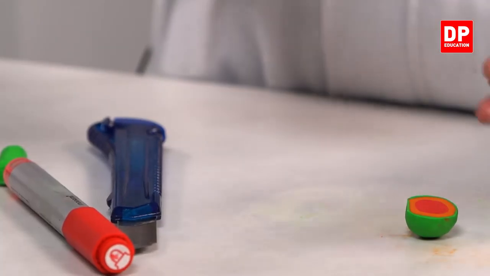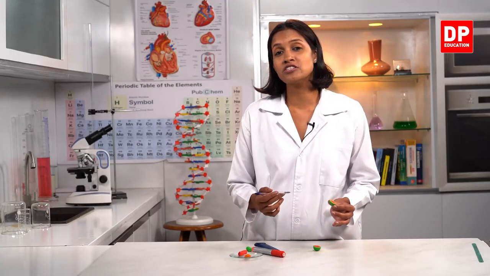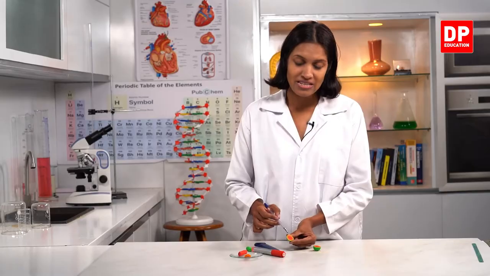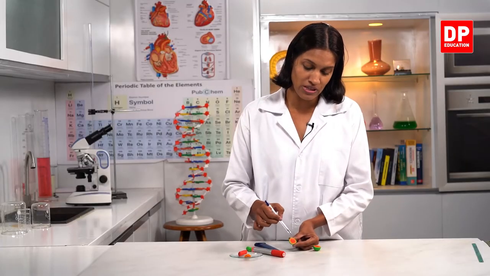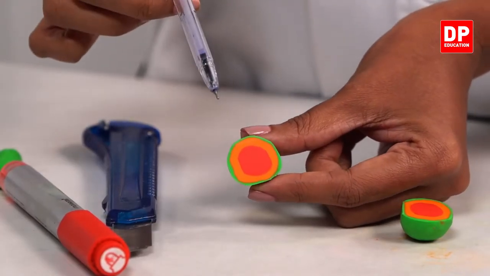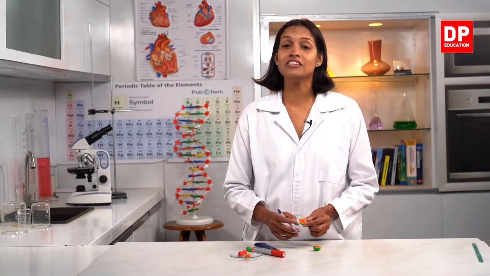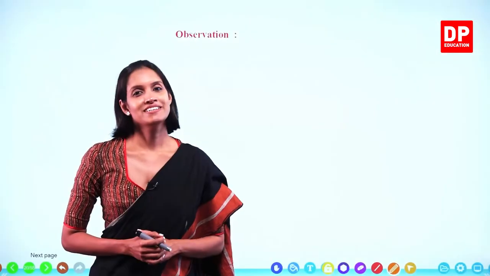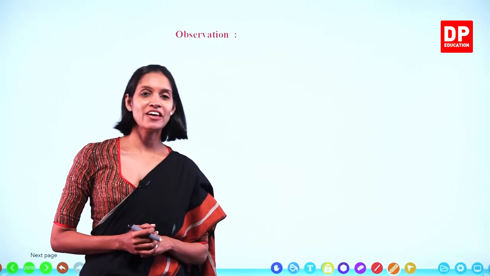So earlier we made one type of replica, it was a 2D replica. Now this is a 3D replica. Now even using this one, you can understand the three layers of the earth very clearly. Right, children. So you observed that activity. I hope it was very clear and you all can do this activity at home very, very easily.